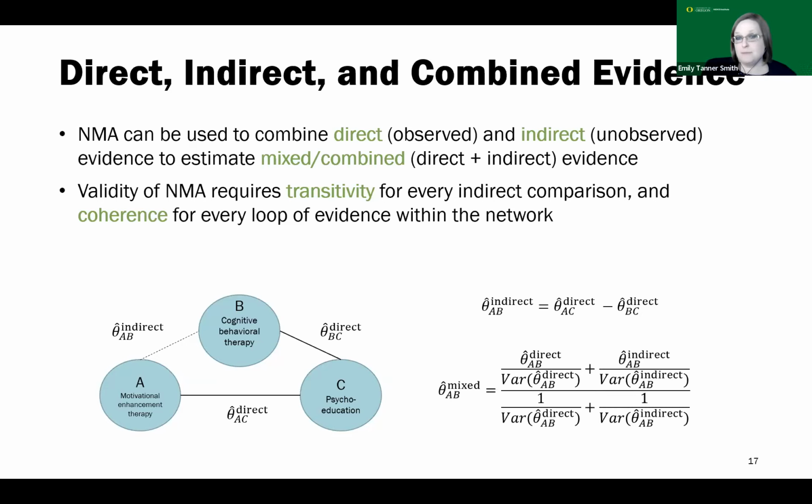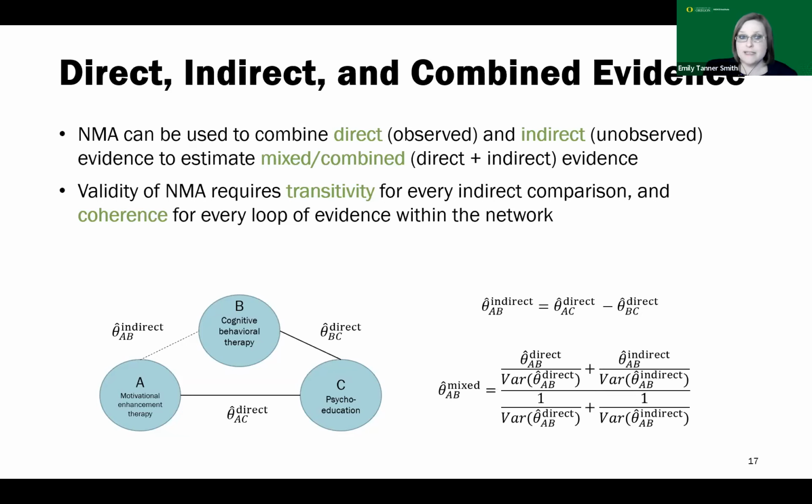Now, a critical assumption behind the calculation of these indirect comparisons is network transitivity, which requires that all of the competing interventions within a network are essentially jointly randomizable. Or stated another way, this transitivity assumption means that we assume that the distributions of any potential effect size moderators are similarly balanced across the different pairs of interventions within the network.